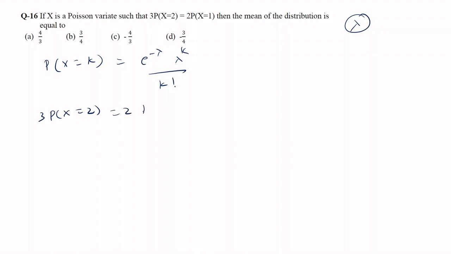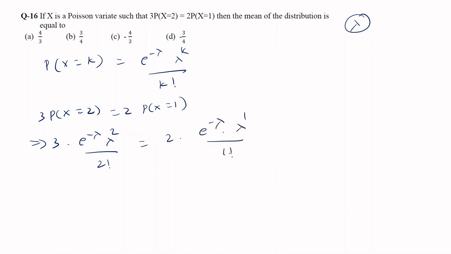This equals 2 times probability of x is equal to 1. Or 3 into e raised to minus lambda, lambda square by 2 factorial is equal to 2 into e raised to minus lambda, lambda raised to 1 by 1 factorial. Because probability of x equal to 2 is e raised to minus lambda into lambda raised to 2 by 2 factorial, and probability of x equal to 1 is e raised to minus lambda, lambda raised to 1 by 1 factorial. So here e raised to minus lambda will go.